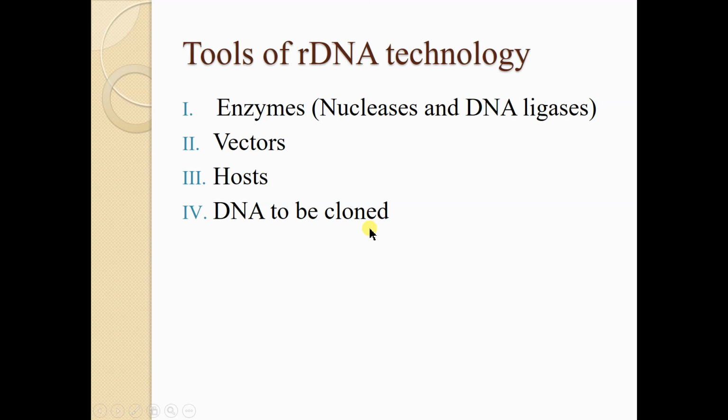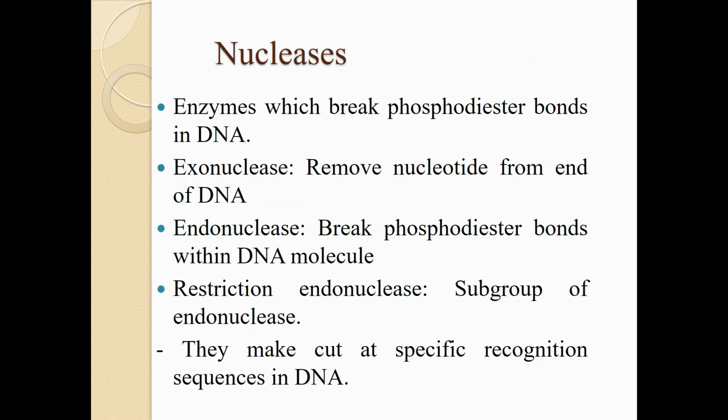Let's discuss each in detail. So first, what are the nuclease enzymes? Nuclease enzymes break the phosphodiester bond in the DNA. There are two types of nuclease enzymes, either endonuclease or exonuclease. Exonuclease means they remove the nucleotide from the ends of the DNA, acting on the phosphodiester bond at the ends of the DNA. While endonuclease enzymes break the phosphodiester bond within the DNA molecule. The restriction endonuclease enzymes are subgroups, a type of the endonuclease enzyme.